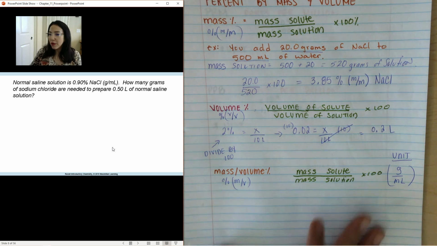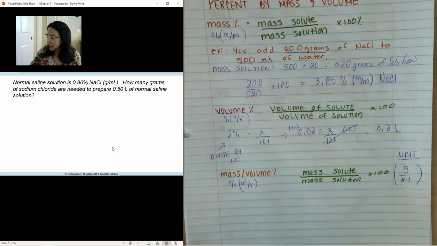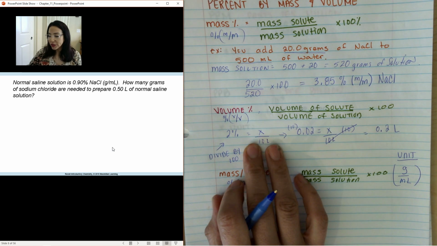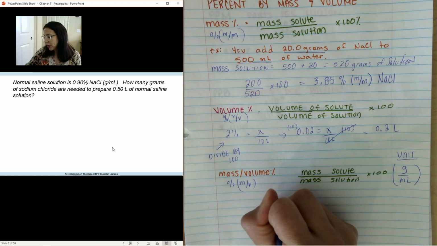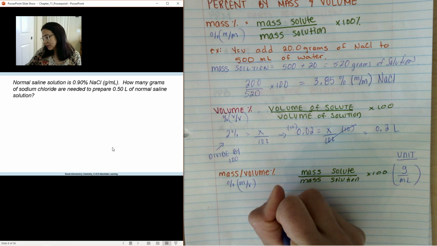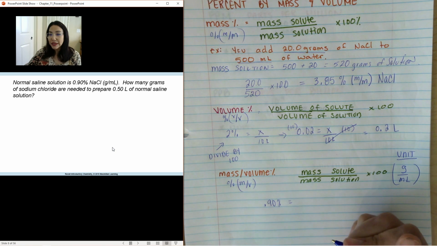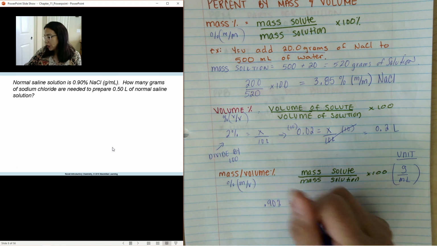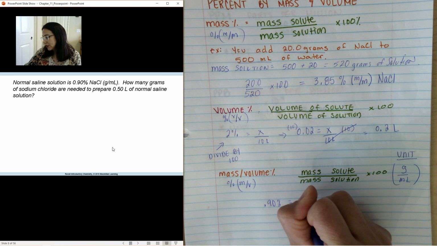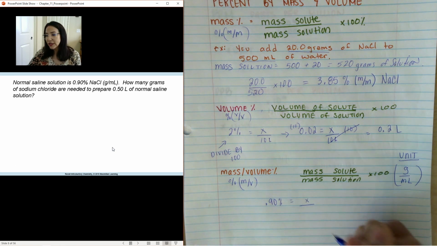So when we set up the problem, it already gives us the percentage. So just like this one, it gives us the percentage. So we're at 0.90%, and that is going to equal the mass of the solute, which we don't know. So we have no idea what this number is, and that's going to be in grams, divided by our solution. And it gives us 0.50 liters of our solution.